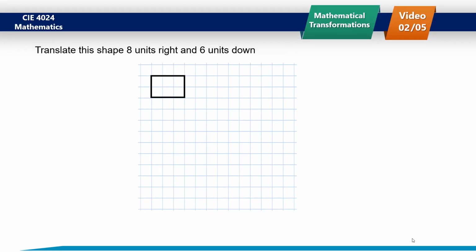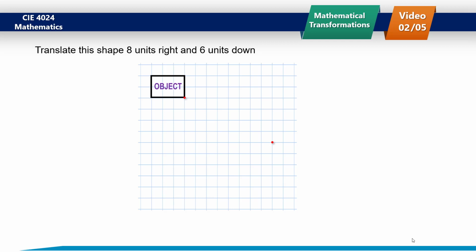So let's have an example. Suppose we have a shape, a rectangle of 3 by 2 units. We have to translate this shape 8 units right and 6 units down. This is called the object. If we take the first point, it says 8 units right and 6 units down, so this is my first point.